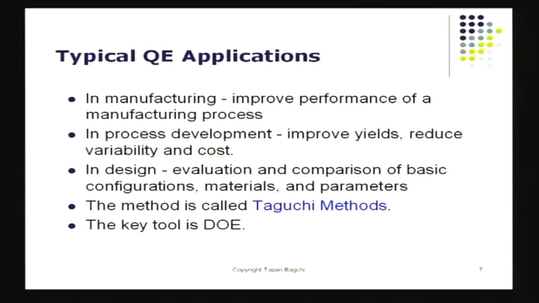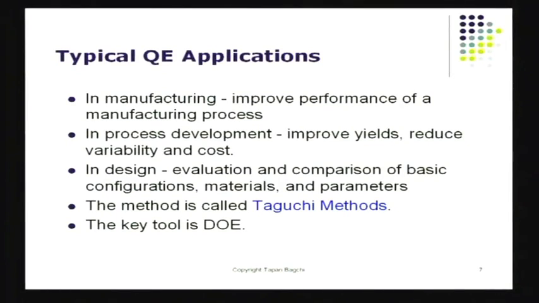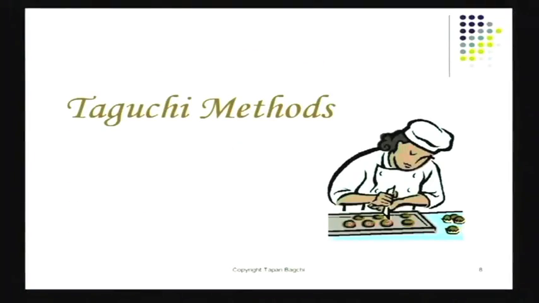What are some of the typical applications of quality engineering? In manufacturing, we can apply this to improve the performance of a manufacturing process. That is something we can do quite easily. When we have a process, we can improve yields, reduce variability, reduce defects, and also reduce cost. In design, we can evaluate many different alternatives. That's also something we can do quite easily using this approach of quality engineering. And of course, the most talked about method in quality engineering are the Taguchi methods. The key tool for doing these various steps in quality engineering is DOE, design of experiments. That's what we'll be looking at as we go into this topic.